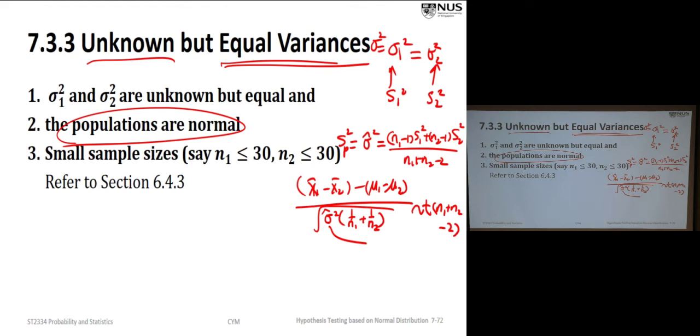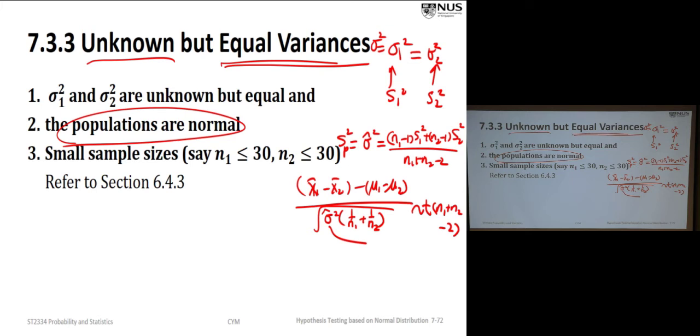And all this does not depend on the sample size. So for a small sample, you can use it. For a big sample, you can also use this formula. And what do we need? We need two things. First of all, the underlying distribution is normal.